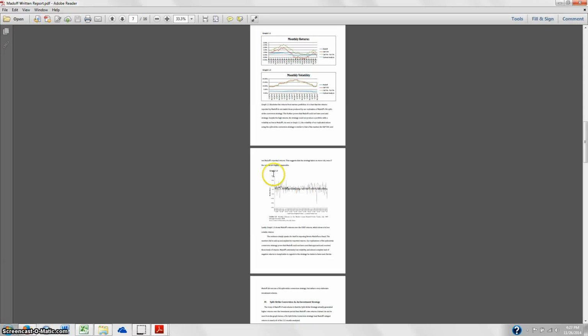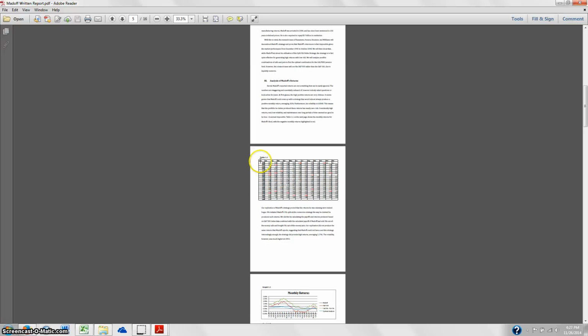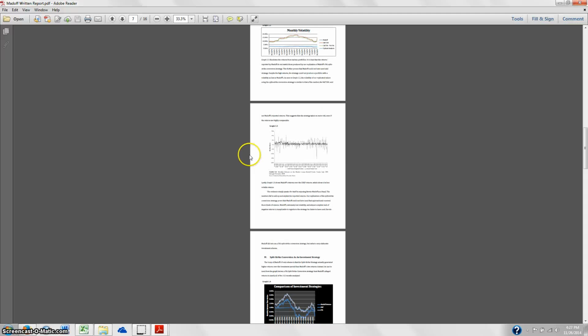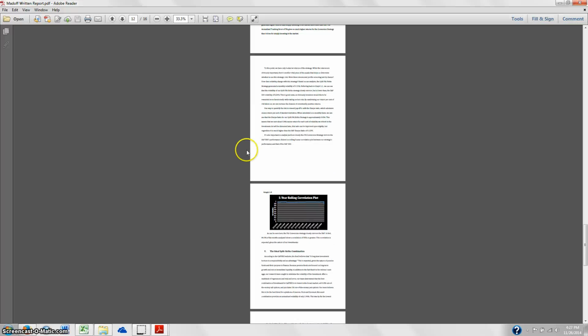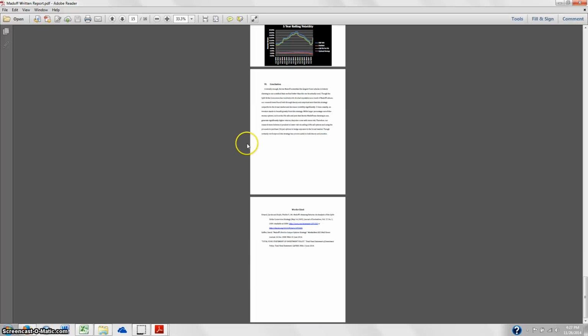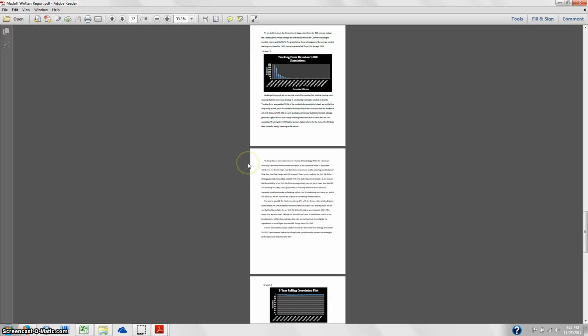I mean, this Ponzi scheme has been analyzed ad nauseum. So if there's stuff online that you want to look up, or tables and things like that, by all means, go online to see what you can find that will help substantiate your report and make it look that much more professional. Number two, transitions are key.